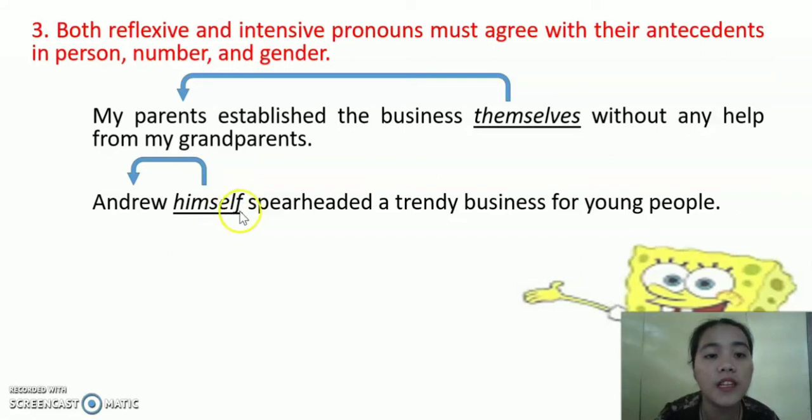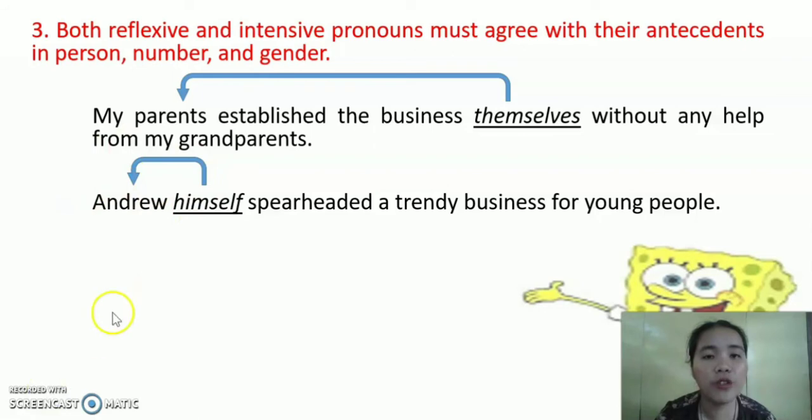Okay? Is it understood, class? So, mag-matter gyapon if your antecedent is pila ka buok, the number, and the gender. Okay, if it is a person or a thing, kung it is a thing, ang ibutang nimo ana kay itself. Okay?